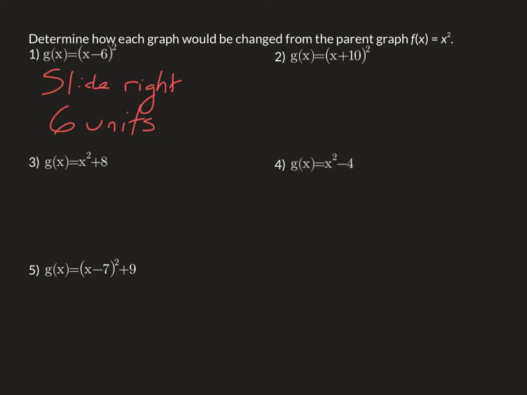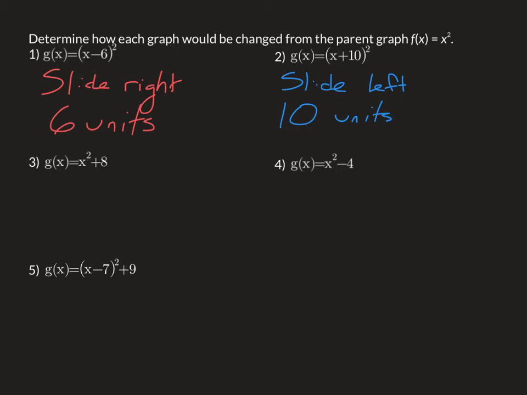Number 2, here we have the quantity x plus 10 quantity squared equals our function. Again, it's inside the parentheses, so it affects the left and the right. We would do the opposite of what it suggests. So this one, we're still going to slide, but this time it's going to be left. Because it's a plus 10 inside the parentheses, we go left 10 units.